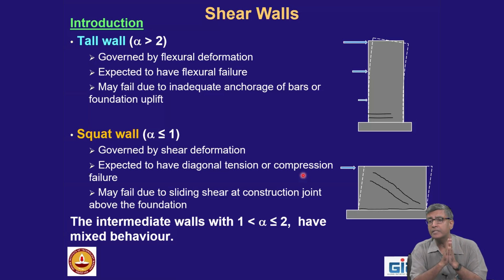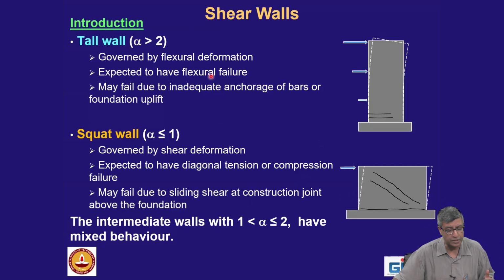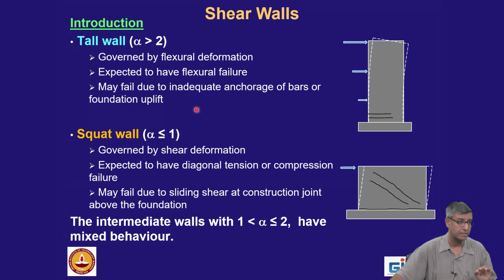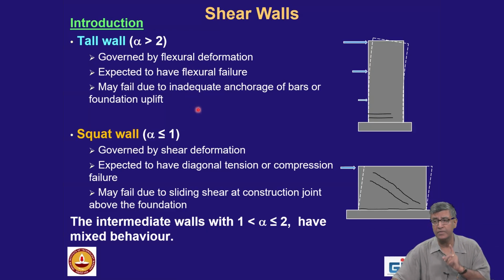It depends upon the height to the length of the wall. If the height to length ratio is tall, then we expect, and I say expect because if you goof up in your shear design, then it can fail in shear. But if the shear design is proper, then it is expected to have flexural failure, by which we can have a certain amount of ductility. However, flexural failure also needs proper anchorage of the bars, and the foundation uplift should be checked. That means once the building gets taller, these are the additional issues even for flexural design.